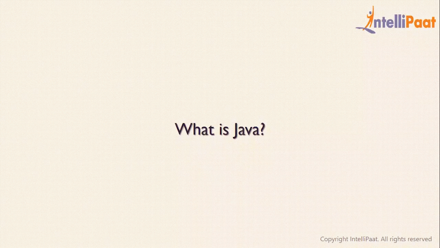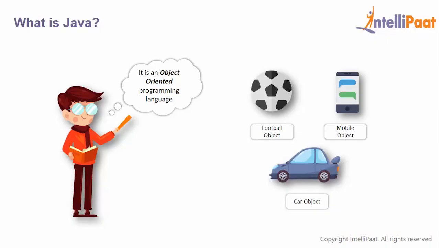So what is Java? It's an object-oriented programming language. So what in the world is object-oriented programming? Now, when you look around, what do you see? What are you surrounded by? You're surrounded by objects, aren't you? Everything around you is an object. The phone that you use is an object. The car that you drive is an object, and the football that you kick is also an object. So, an object-oriented programming language helps you represent these real-world entities in the programming world.